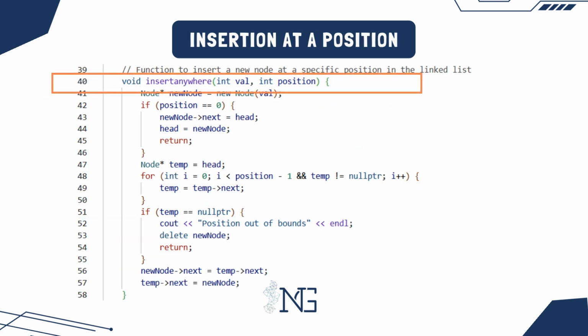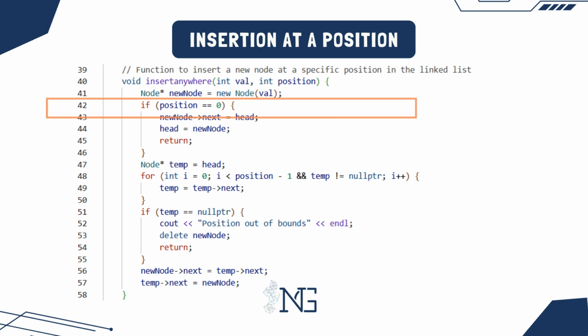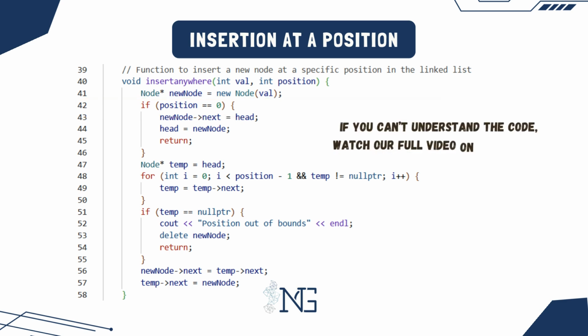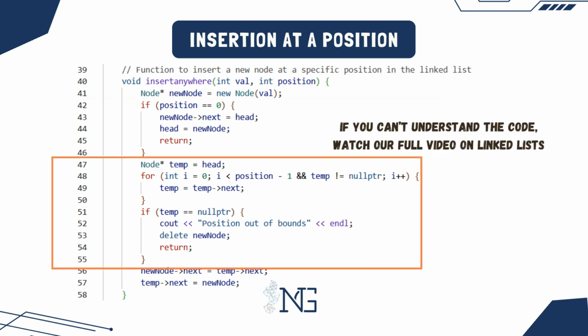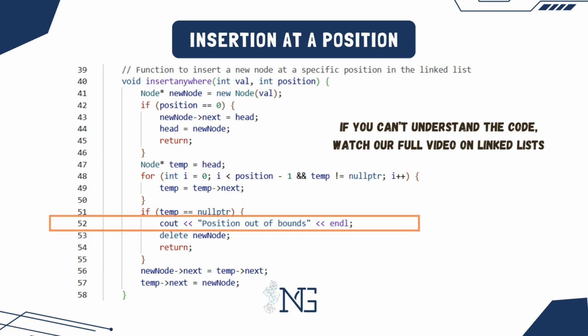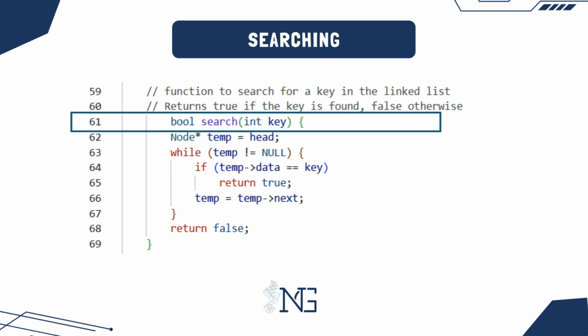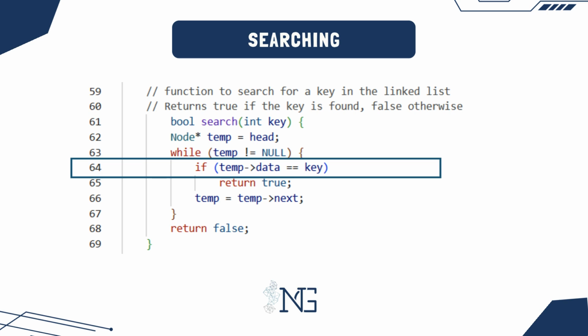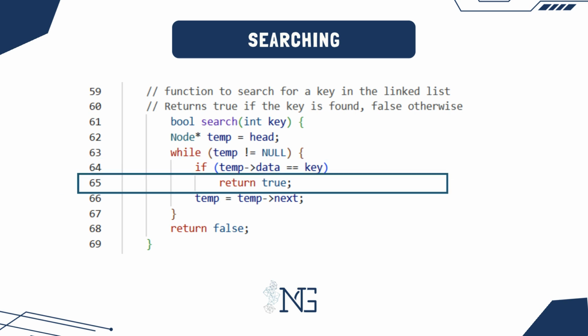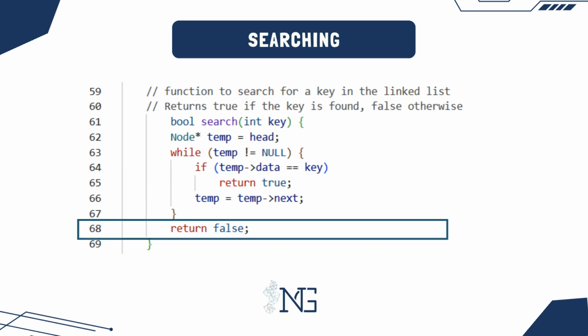This function inserts a node at any position in the list. If the position is 0, we treat it like inserting at the beginning. Otherwise, we loop through the list until we reach the desired position. If the position is invalid, we show an error. This function searches for a given value in the list. We traverse each node and check if the data matches the key. If found, we return true. If we reach the end without finding it, we return false.